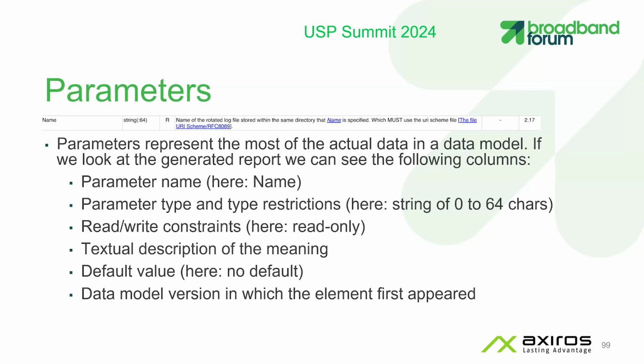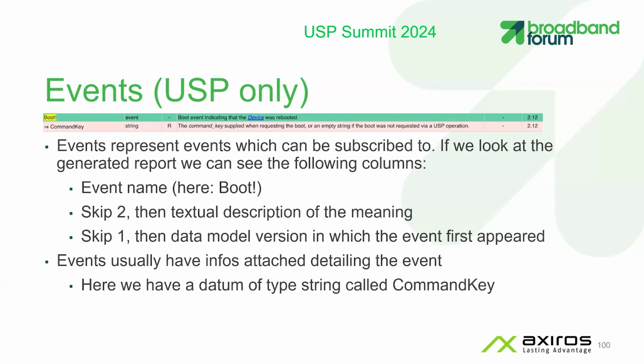And of course, you have the data model version in which the element first appeared. Then we do have the events, which are USP only. So you can see those are green. They basically have just the event that's described, and you have a description of what the event actually represents. And then if you go to the next columns, you can actually see the output argument. So that's the information that can be provided with a particular event.